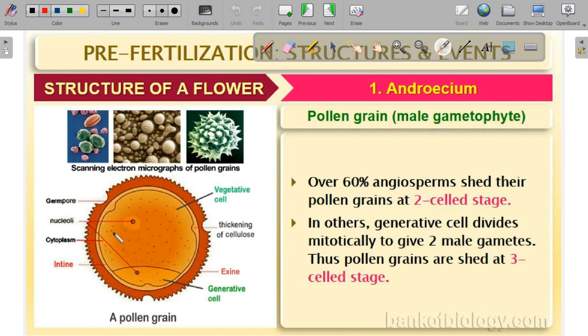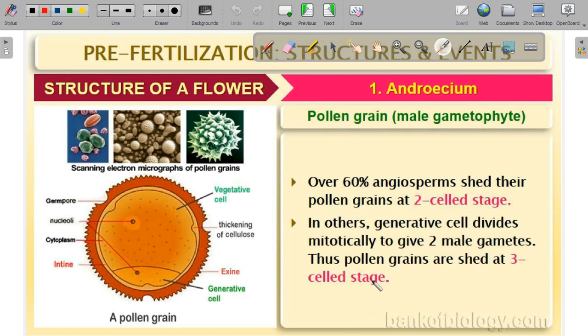What is the three-celled condition? It is where the vegetative cell has transformed into the tube nucleus and the generative cell has transformed into two male gametes. That is called the three-celled condition. Don't get confused; there will not be two vegetative and one generative cell, so don't get confused.